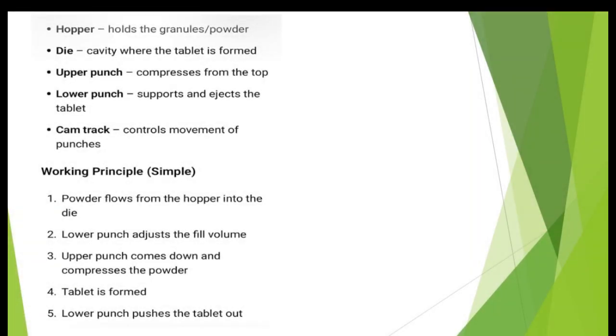Parts of the single punch tablet press are hopper, dies, lower and upper punches, cam track, ejection regulator, capacity regulating screw, and driving wheel. See about them one by one. First of all, the hopper: it holds the granules and supplies them to the die.